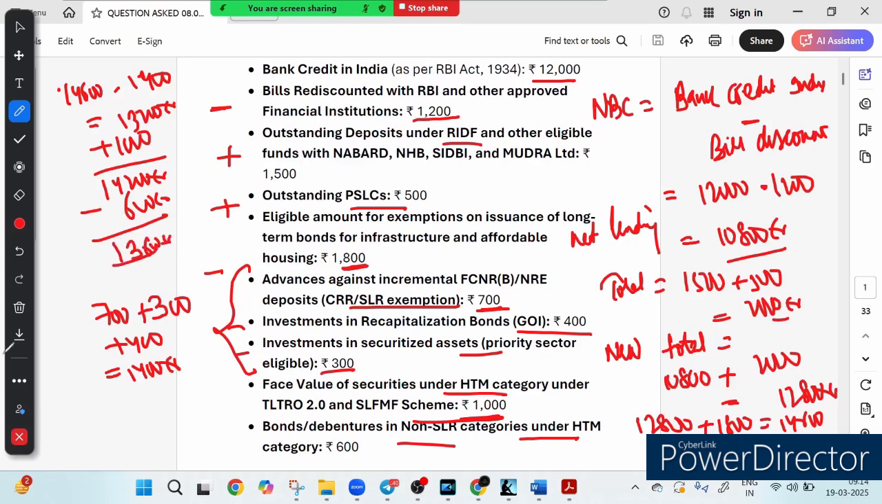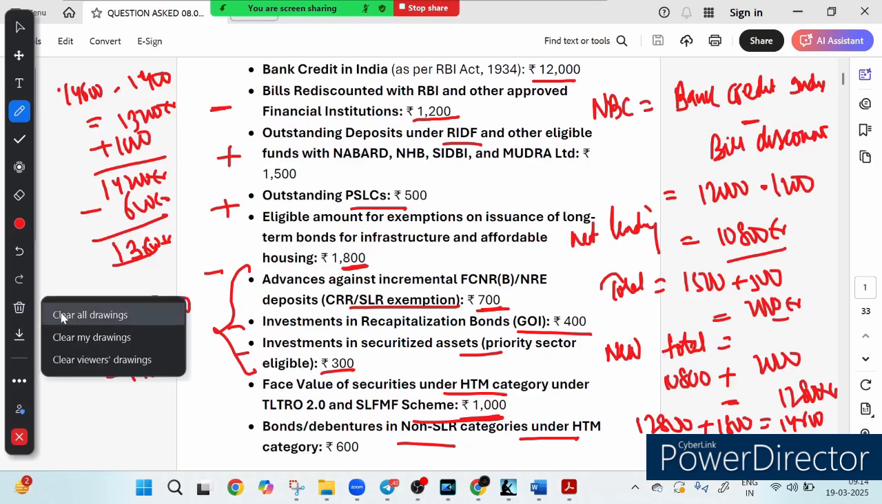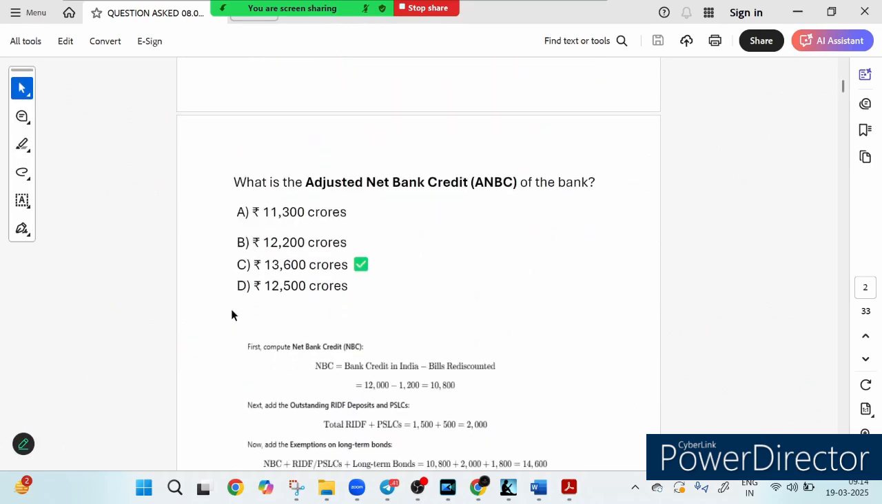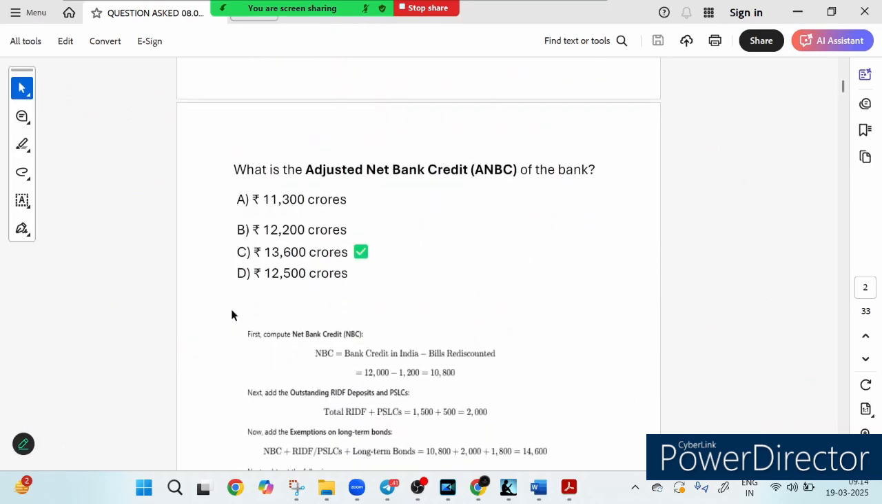Now let's analyze each and every option. First of all, you must know what has to be added and what has to be subtracted. Please take a screenshot of this slide. This will help you know what has to be subtracted and what has to be added in order to compute ANBC. This question is most frequently asked in every CCP examination. So let's go through the options. Option number C is the correct answer.